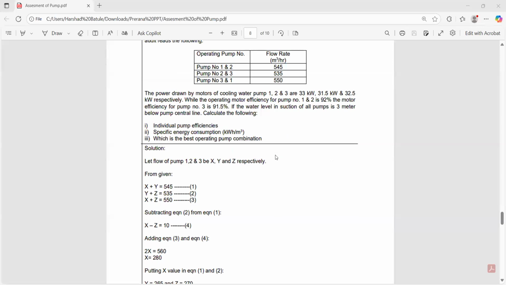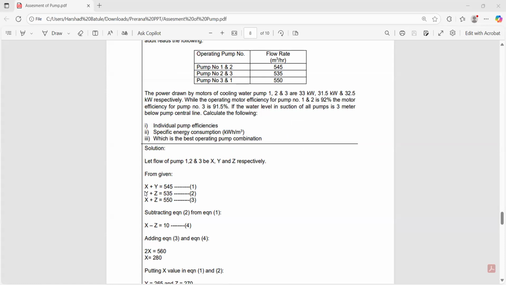So how to solve that particular problem? Assume pump numbers 1, 2, 3 as x, y, z. So x plus y equal to 545 m cube per hour. 2 and 3 means y plus z equal to 535. 3 and 1 would be x plus z equal to 550. So three equations are given. By simple arithmetic, x plus y equal to 545 and y plus z equal to 535.